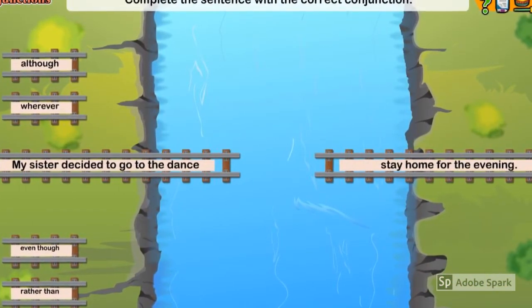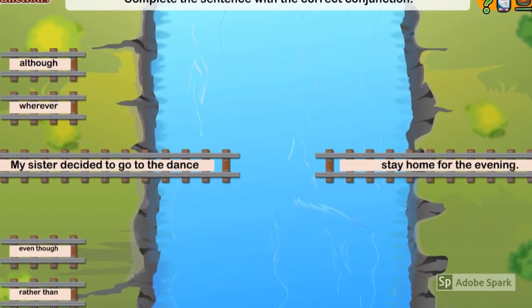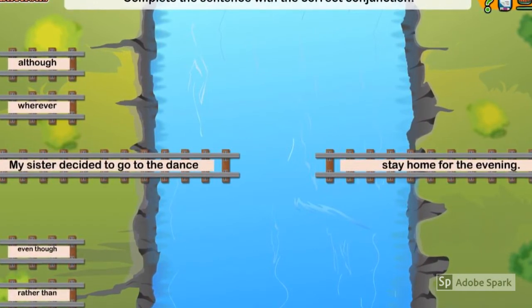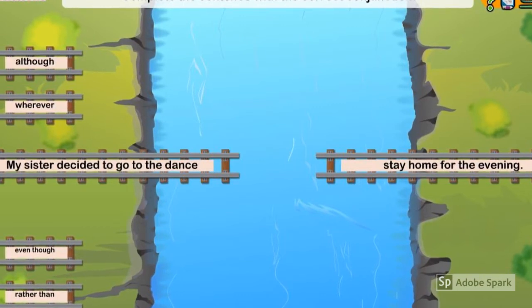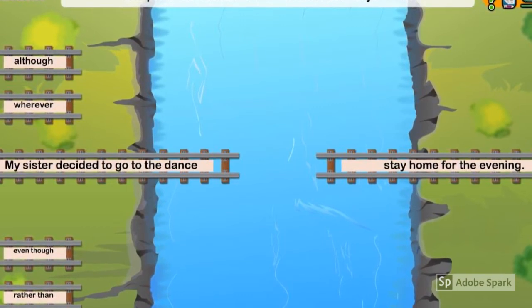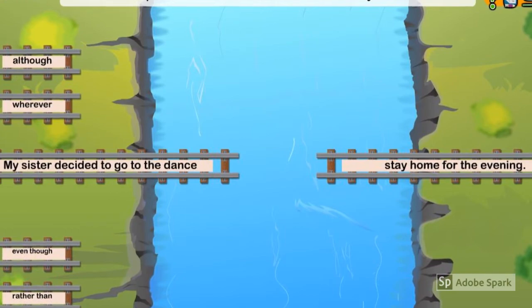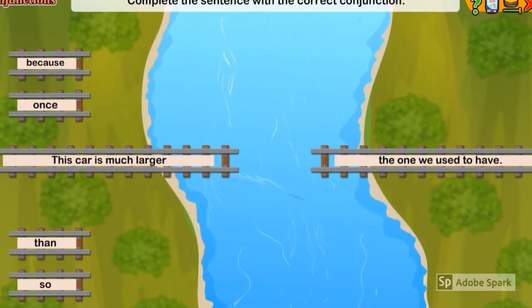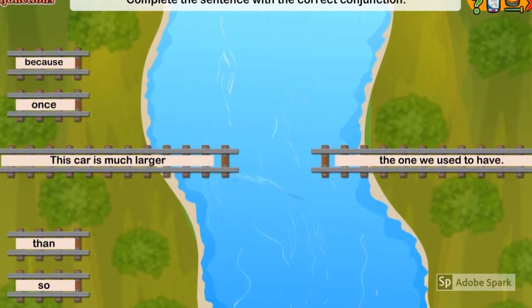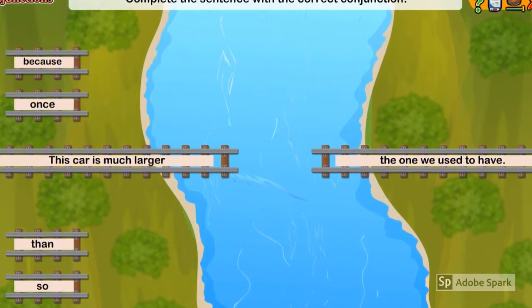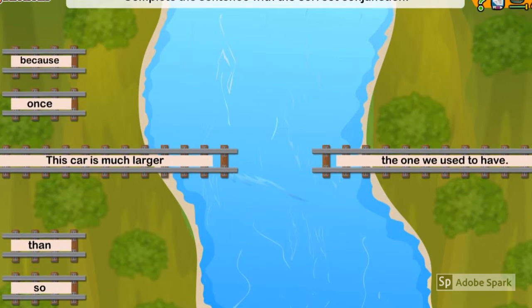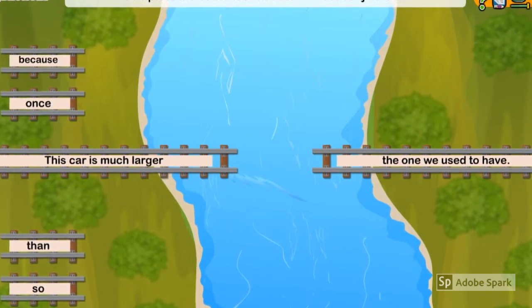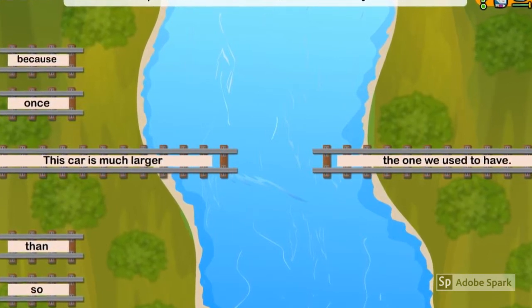My sister decided to go to the dance. Stay home for the evening. Is the conjunction that's missing although, wherever, even though, or rather than? The car is much larger. The one we used to have. Is the missing conjunction because, once, then, or so?